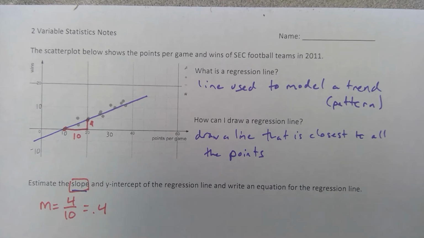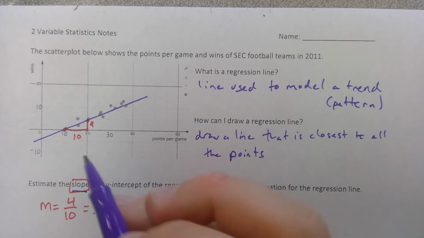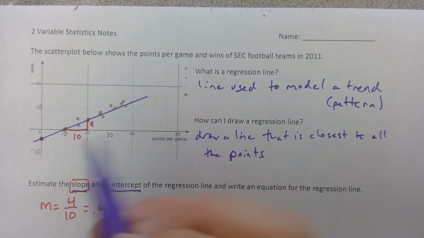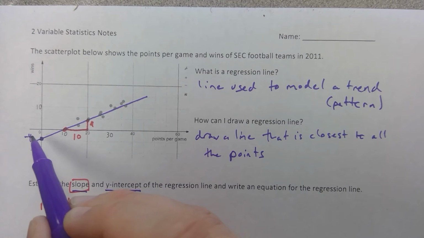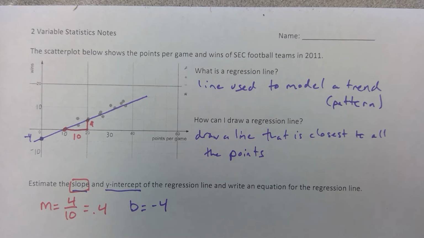Now for the y-intercept, let's remind ourselves what the y-intercept is. It is where the line crosses the y-axis here, and that looks like maybe -4. Notice how these are just estimates. If your regression line is a little bit different, that's fine. But based off the regression line that you draw, you're estimating that slope and y-intercept. As long as they're close enough, we're good to go.